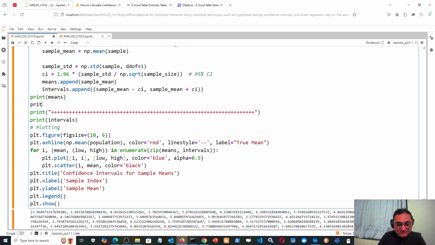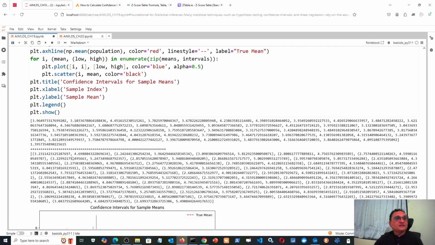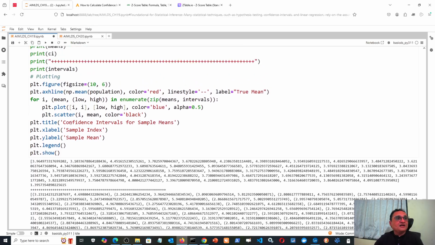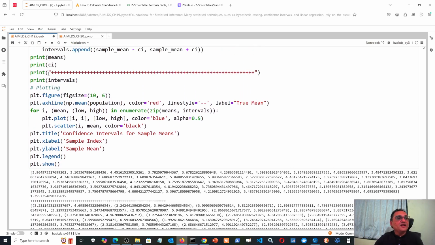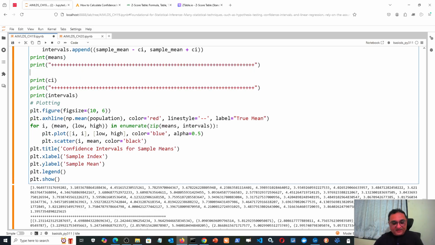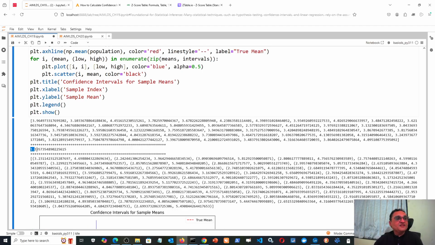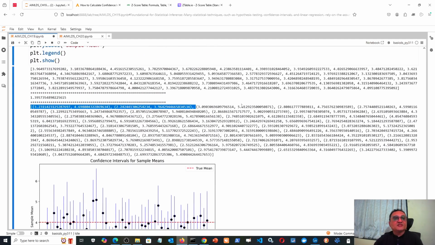Okay, so maybe print CI. Now CI will be, okay, I think it will be only one value. Yeah, so the confidence interval is this. Again, I can put one line here for better separation. So yes, this is the confidence interval, right? If this is the sample mean, then plus or minus this much value gives me the first interval. Similarly, if this is the sample mean, then plus or minus this value gives me the other confidence interval, and so on, right?